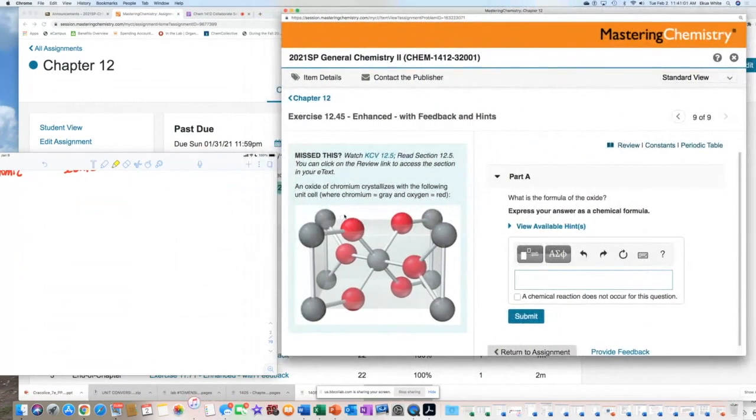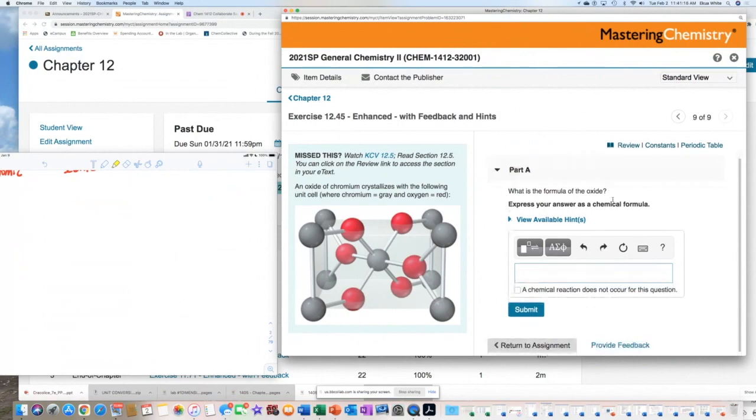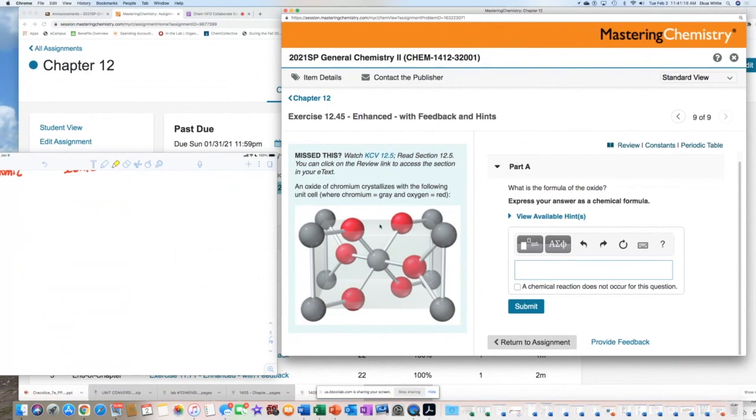Okay. So what are we working on? An oxide of chromium crystallizes with the following unit cell. Oh, nice. So this is chromium. So chromium is gray and oxygen is red. What is the formula of the oxide? Okay, so chromium is gray. I have to remember that.